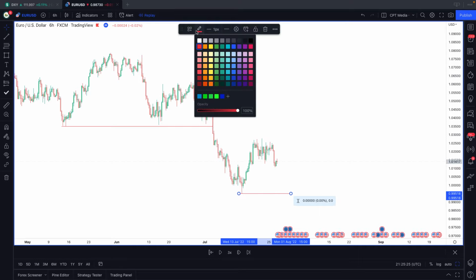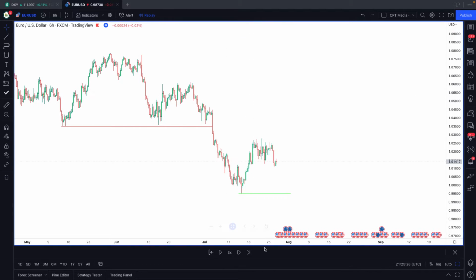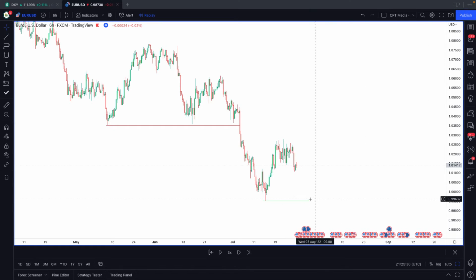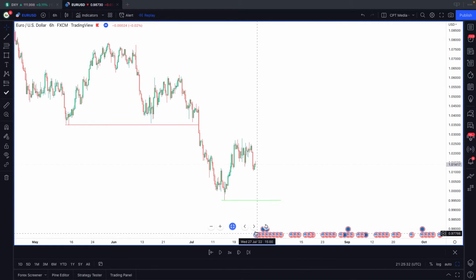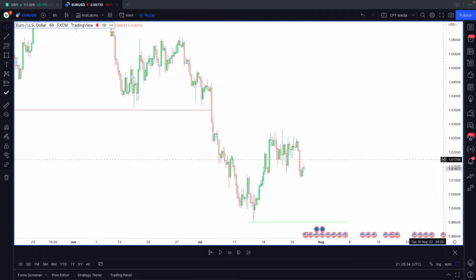Let's just mark it out green, right? That's the low, and that's a zone we could target later. Now I'm going to zoom in a little bit. Now quickly pause the video.